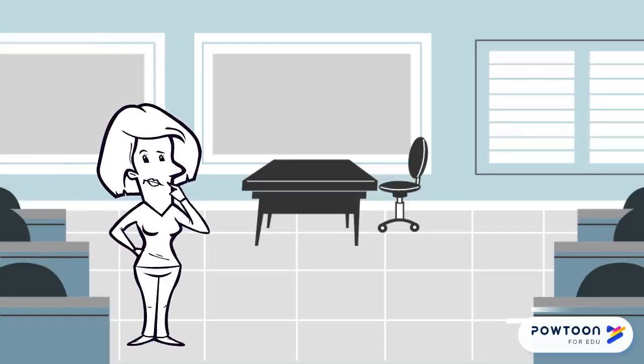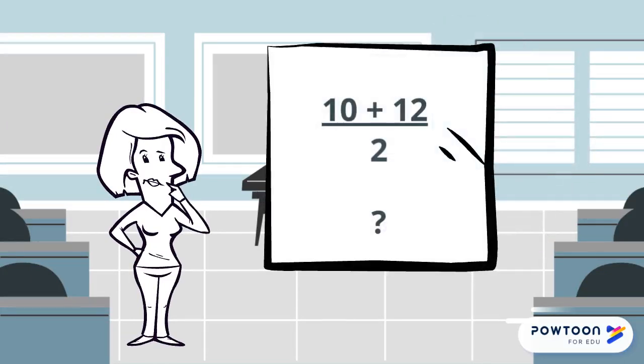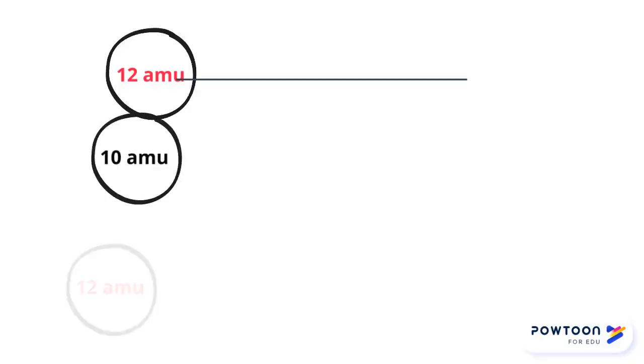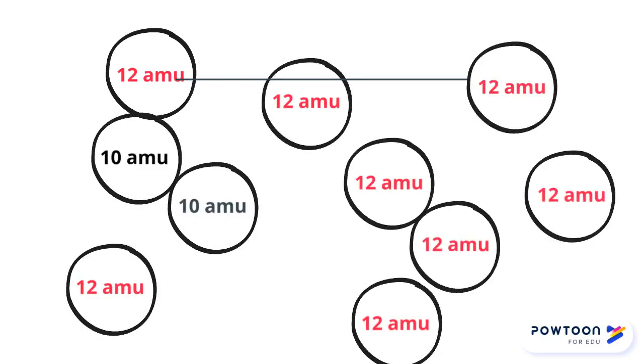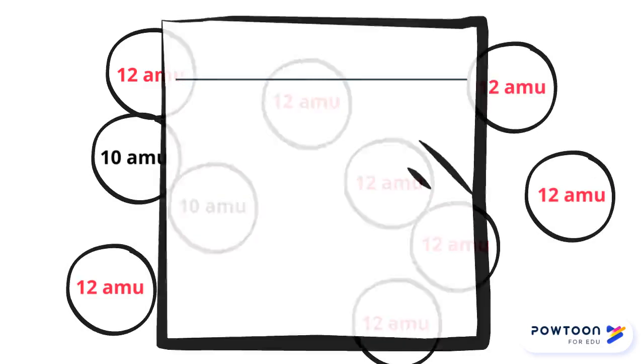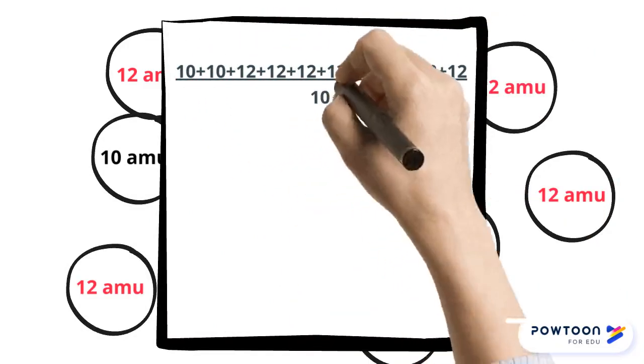So how do we use this to calculate the average mass for this fictitious element, XX? Realize we cannot get an average by adding 10 plus 2 and dividing by 2. The reason this will not work is because we have many more isotopes that weigh 12 AMU, so my average will be greater than 10 and less than 12, but much closer to 12. The way we calculate the average atomic mass is to sum all of the masses and divide by the total.